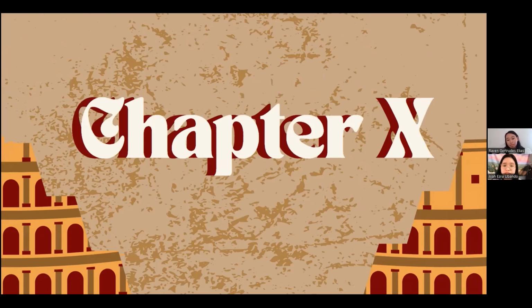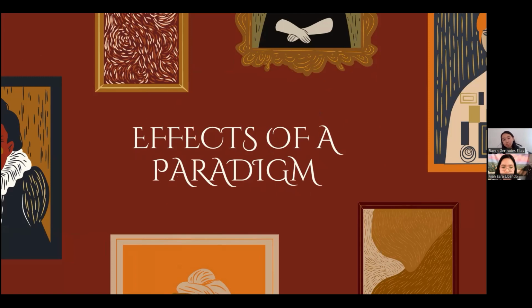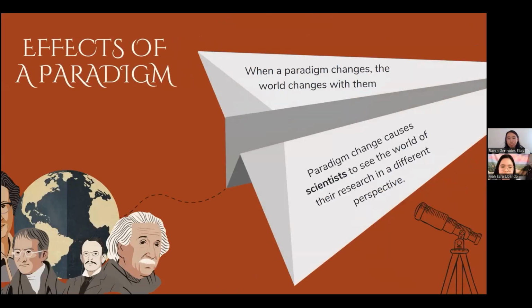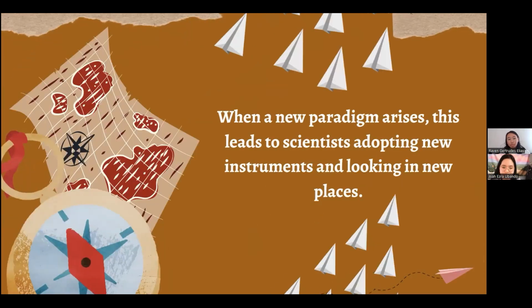Well, in chapter 10, the effects of paradigm change or shift is discussed. When a paradigm changes, the world changes with them. How? Actually, it is just like being transported to a different planet. Imagine what things would be in a different place and environment. Of course, familiar objects will be seen in a different light, and it is possible that some unfamiliar objects may appear as well. So in short, paradigm change causes scientists to see the world of their research in a different perspective. And this leads to scientists adopting new instruments and looking in new places.